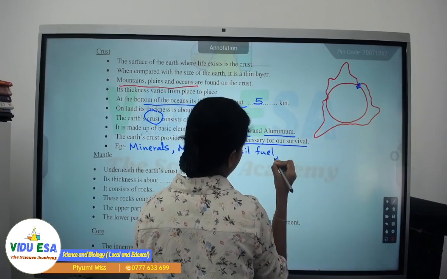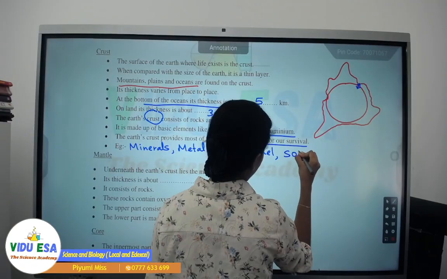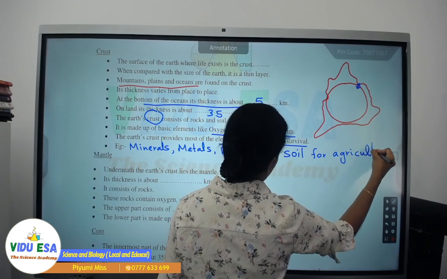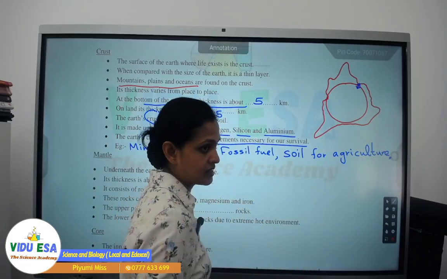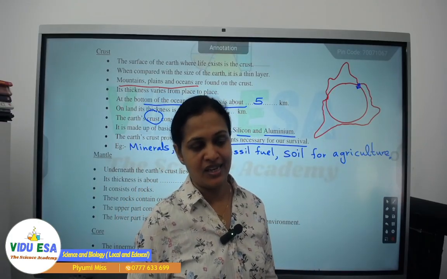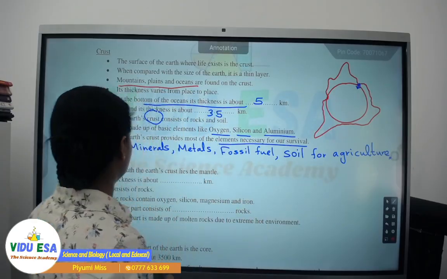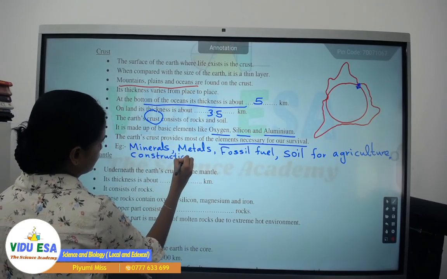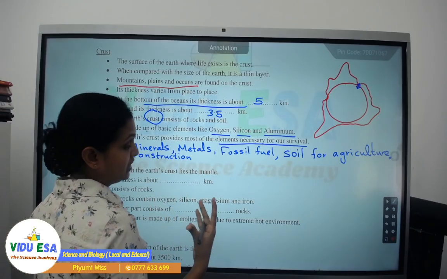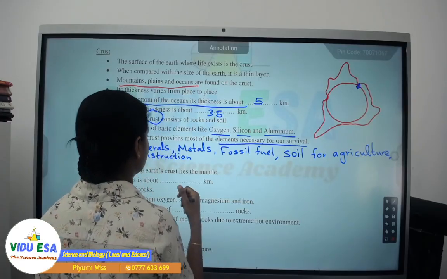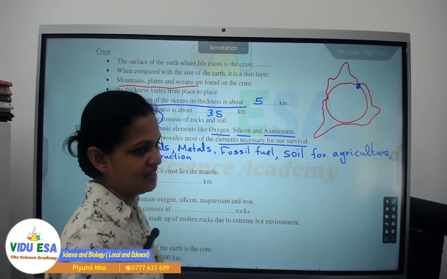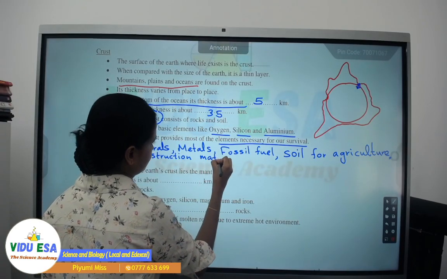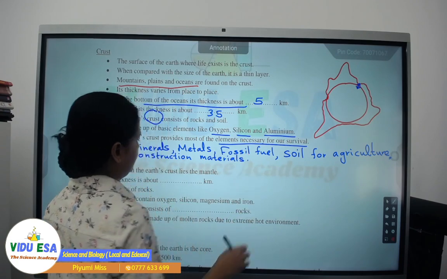Then soil and fertilizer for agricultural activities, and also something like clay, the raw materials needed for the production of bricks, cement, even construction materials. Construction materials are also obtained from the earth's crust. Right? So this is something very important for the existence of living organisms, and it has provided some additional advantages for human beings. Construction materials. Okay.